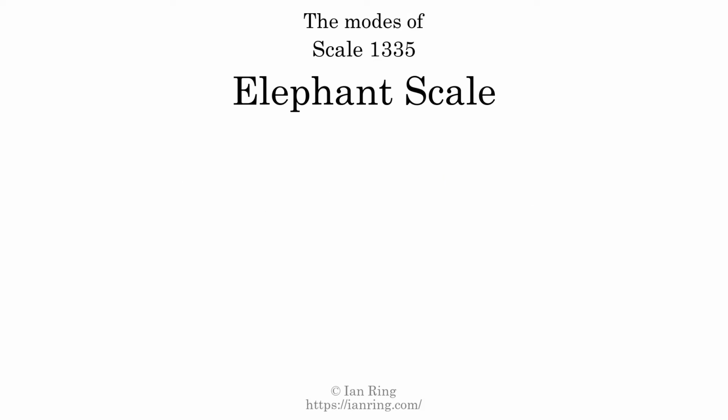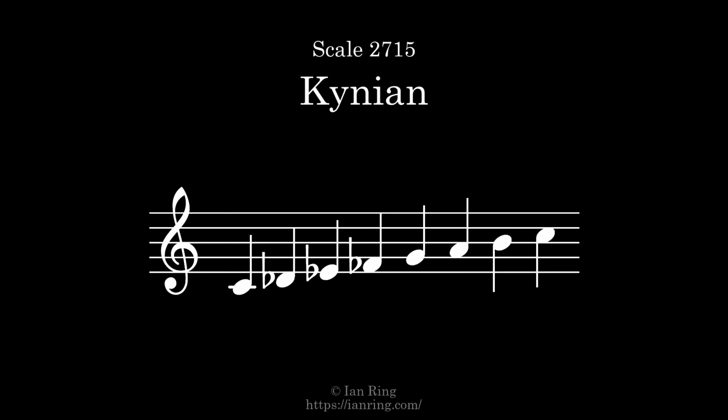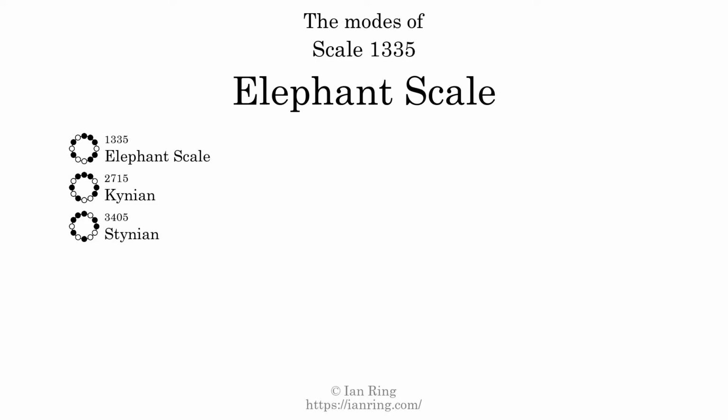This scale has 7 modes. The first mode is itself. The second mode is scale 2715, also known as Coherence. It sounds like this. The third mode is scale 3405, also known as Steinian. It sounds like this.